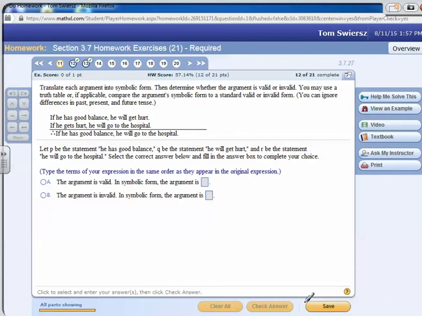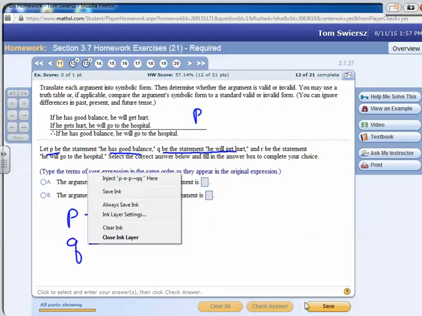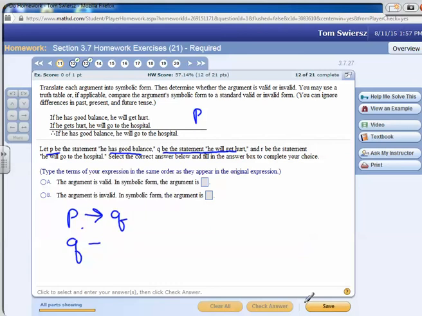All right. If he has good balance, which is P, then he will get hurt, which is Q. If he gets hurt, which is Q, then another if-then: right arrow, he will go to the hospital, which is R, so that's symbolized R. Therefore, if he has good balance, which is P, then he will go to the hospital, which is R.